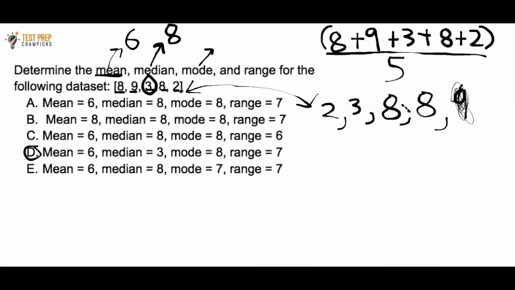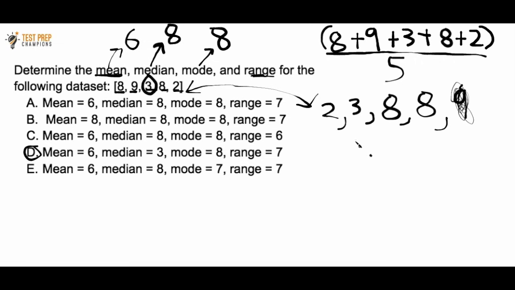So let's talk about the mode next. The mode is the most occurring number in the data set. Get it? Mode, most. The mode is the most occurring number in the data set. So we see that 8 shows up twice. All the other numbers only show up one time, so 8 is going to be our mode.